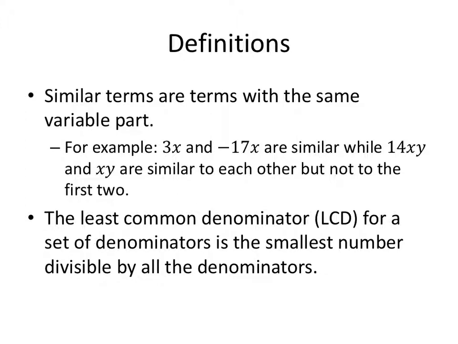Let's talk about a few definitions. First of all, similar terms. Similar terms are terms with the same variable part. So we don't care about the number part, we care about the variable part. If we take a look at 3x and a negative 17x, they're similar because they both have an x. Doesn't matter that one's positive, one's negative, doesn't matter about the 3, the negative 17. The variable part, x, is exactly the same, so they're similar terms.